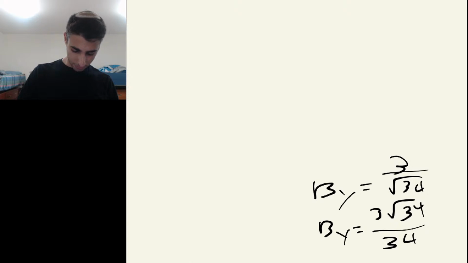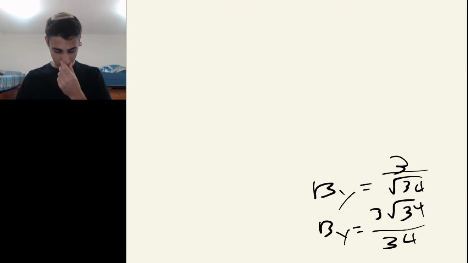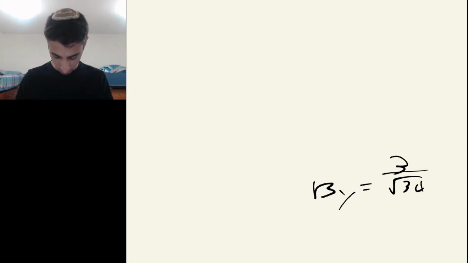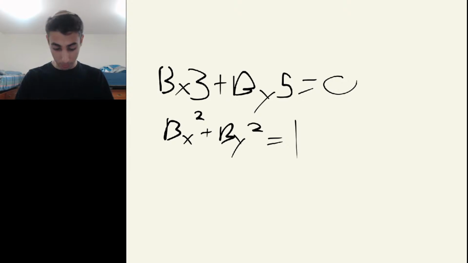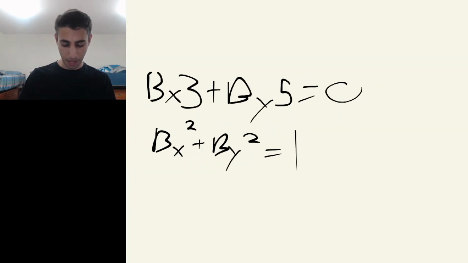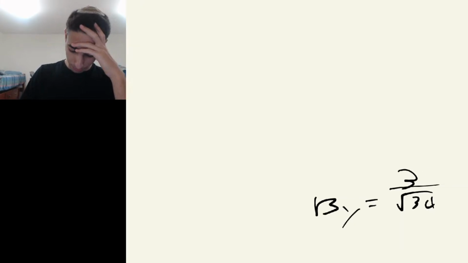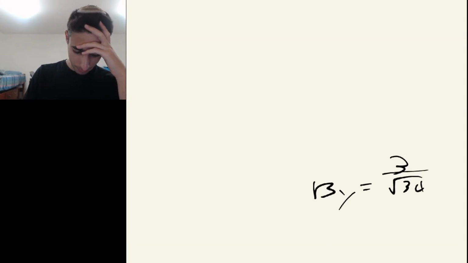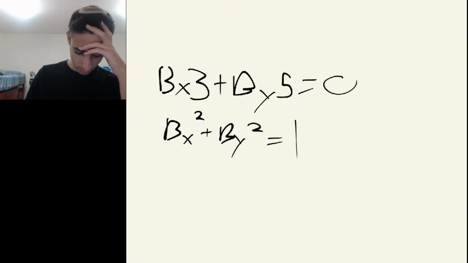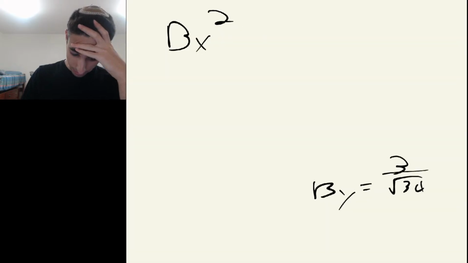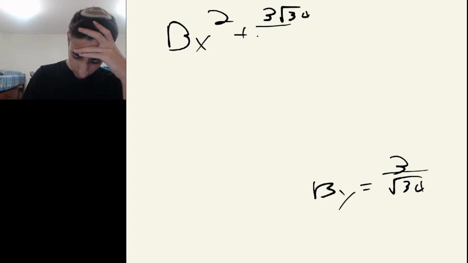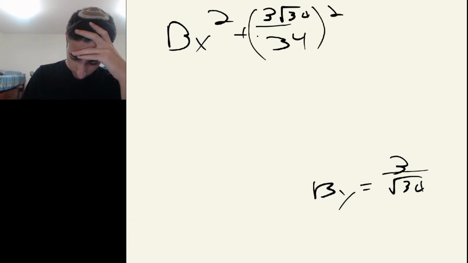And by the way, I believe it could be negative too, right? Because the unit vector could be in the downwards direction as well. So we should just keep in mind that there are two of them: one in the positive direction, one in the negative direction. But I'm assuming they mean the positive direction. Okay, so now we could just plug this in. So we could say bx squared plus 3 radical 34 over 34 squared equals 1.